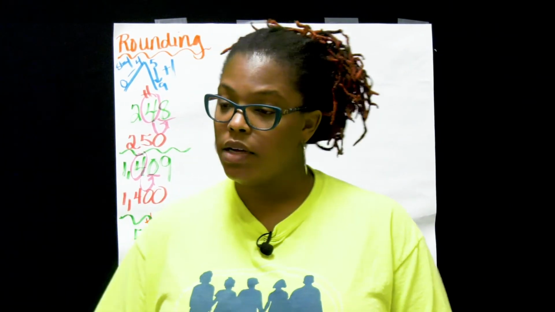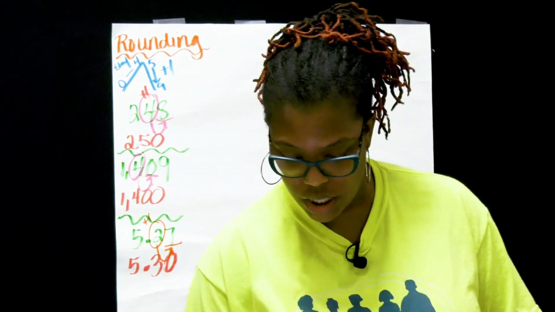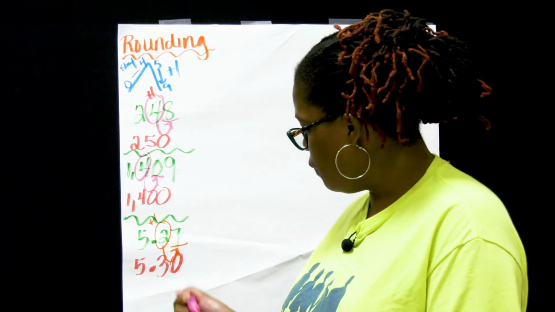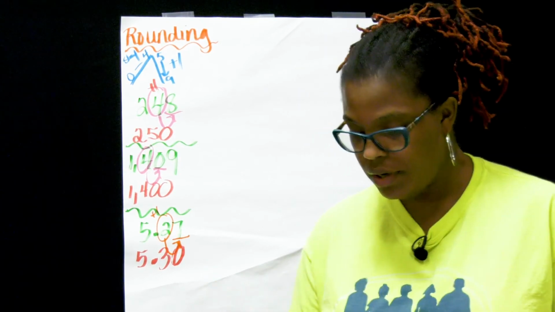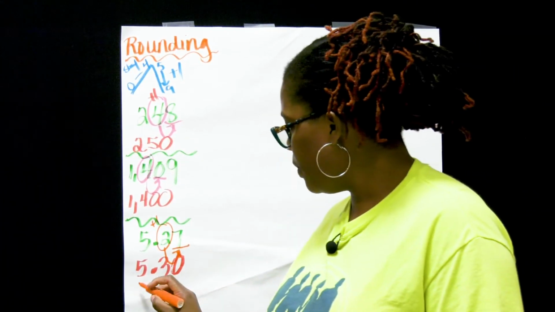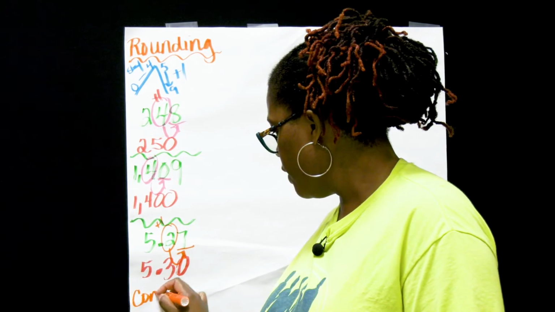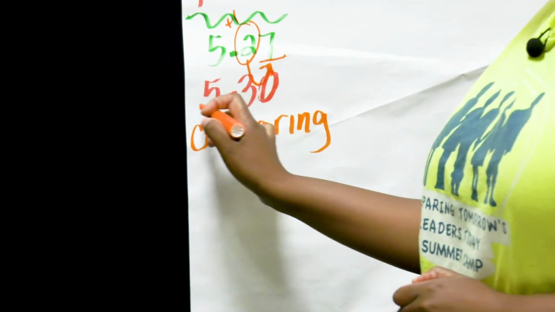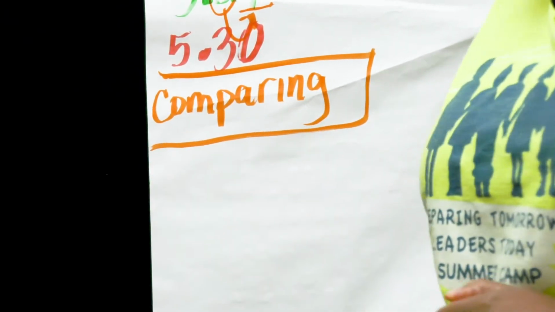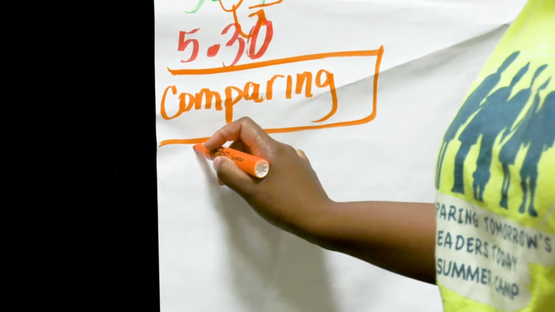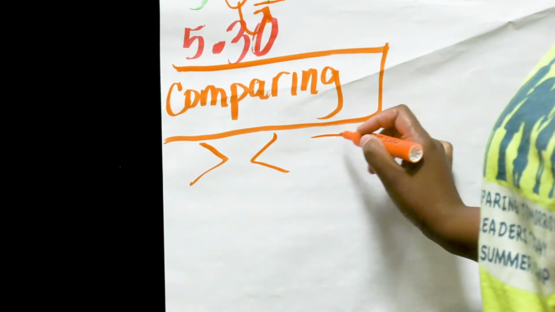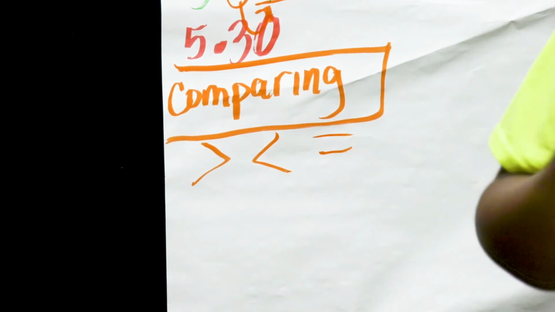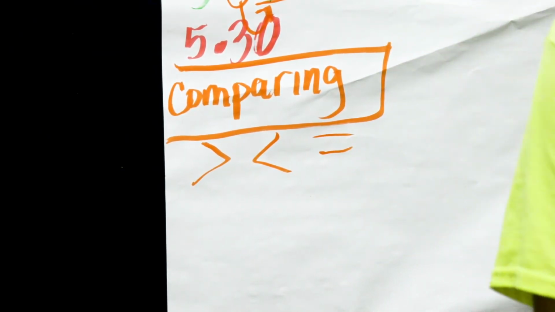All right, so next we're going to get into our comparing, which is our last review for today. I'll put in orange. So these are our topics, and like I said, I'm going to try to keep the sheet just in case you're taking notes. When we compare, we use 3 symbols: greater than, less than, and equal to. Okay, there is a simple rule when you compare numbers: line the numbers up, line them up.